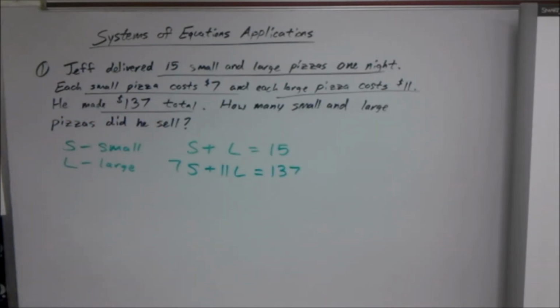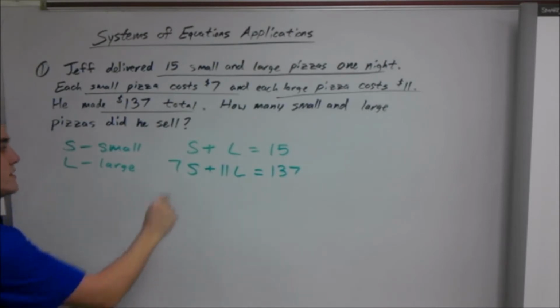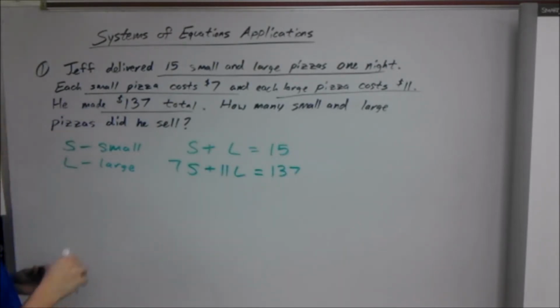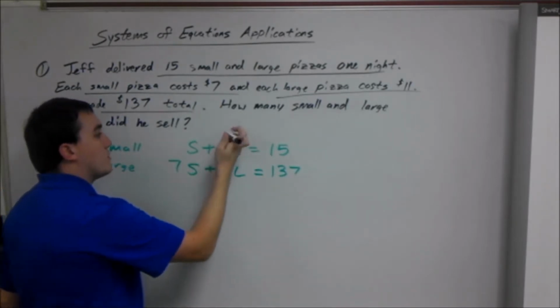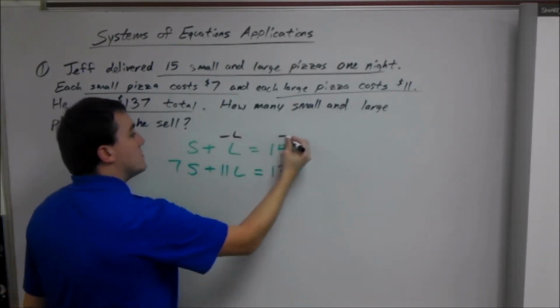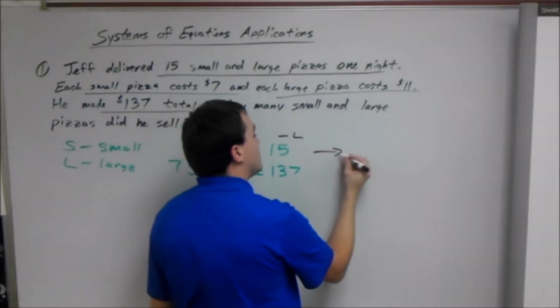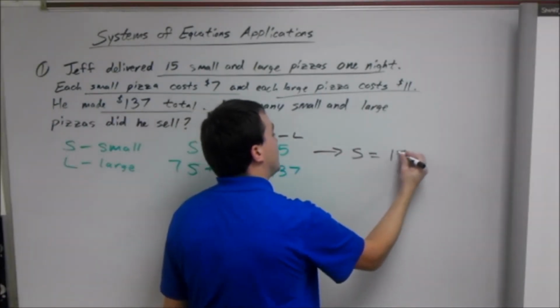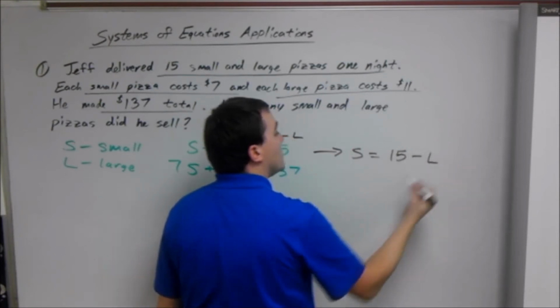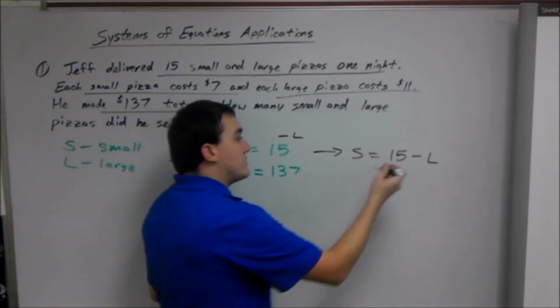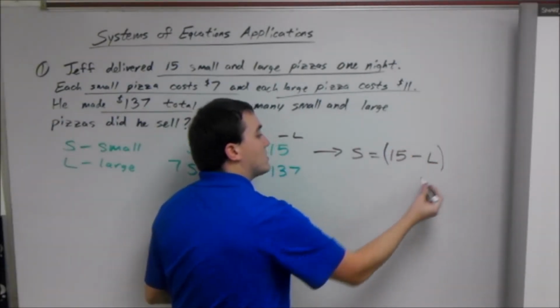And then we can either use substitution or elimination. Here, these are really easy to solve for. All we would have to do is subtract L from both sides. And that's going to allow us to solve for S. So S equals 15 minus L, or negative L plus 15. Either way is fine.